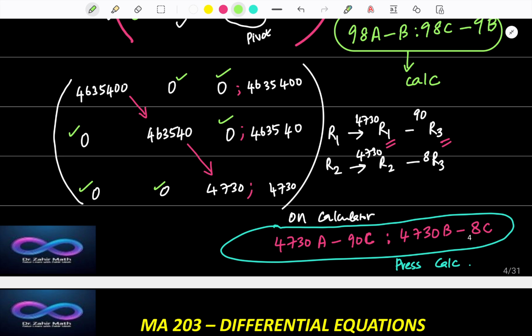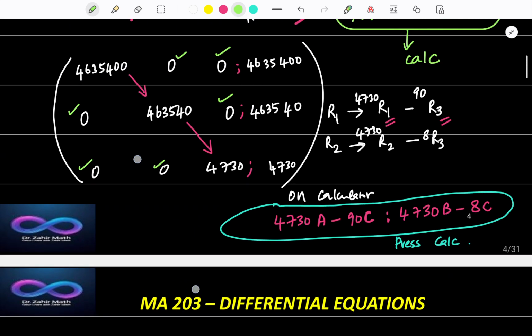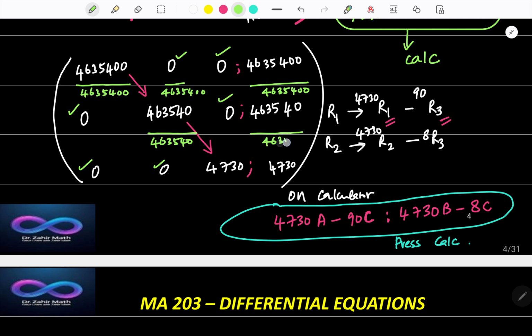This is the very important point in Gauss-Jordan method. I want to make the leading diagonal element as 1. So it means what? I am going to divide by this number. So 4635400. I'm going to divide by 4635400. I'm going to divide by 4635400. So I'm going to make this element 1. What should I do? 463540. And this element 463540.